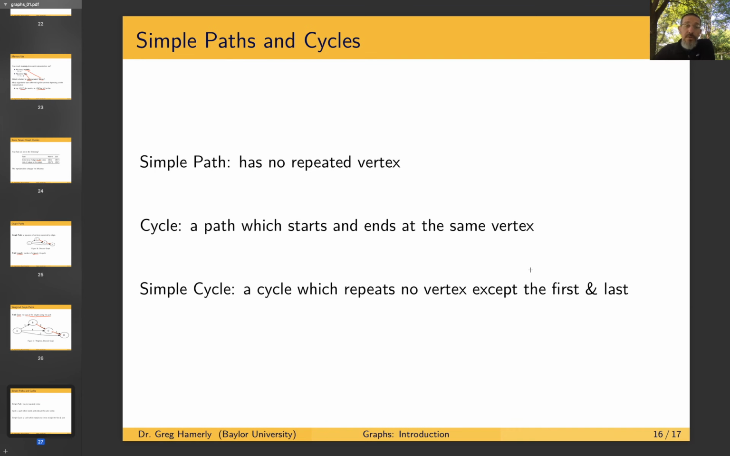A few more definitional things. A path is called simple if it has no repeated vertex. A path can be a cycle, which means it starts and ends at the same vertex. And a cycle is a simple cycle if it only repeats the first and last vertex, and does not repeat any other vertex.